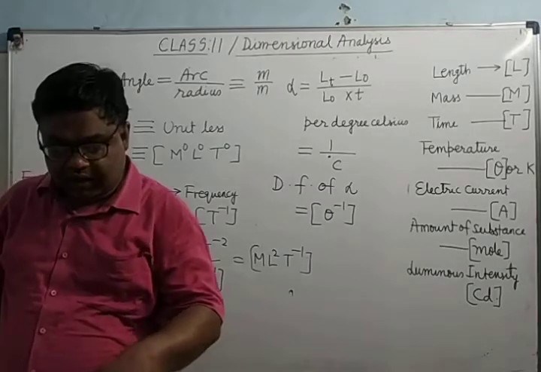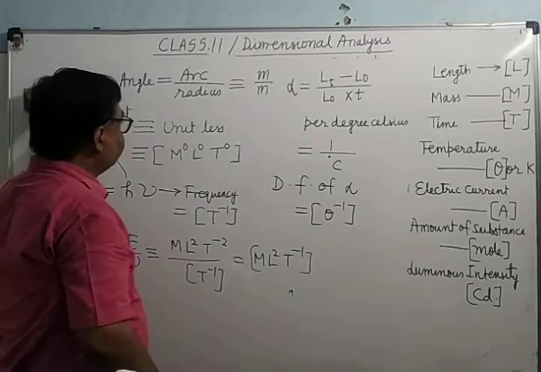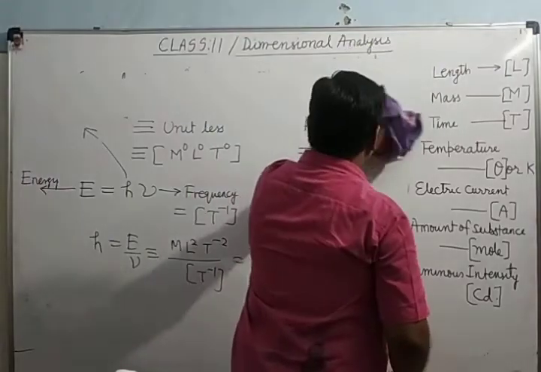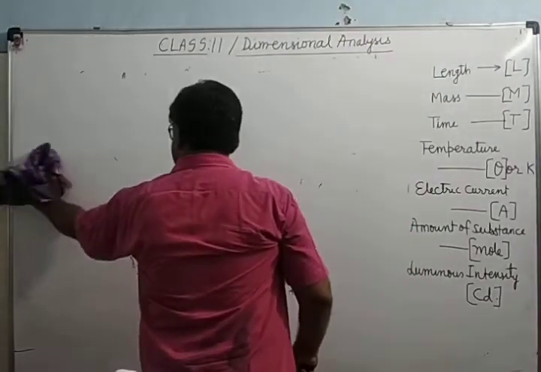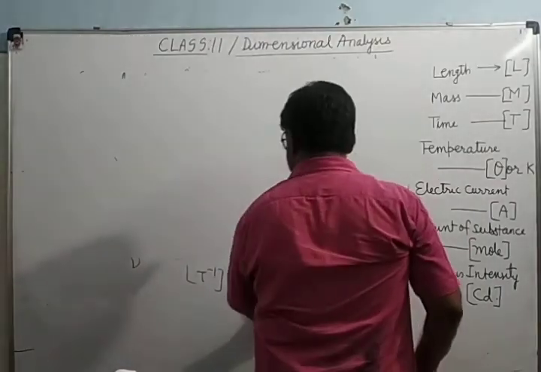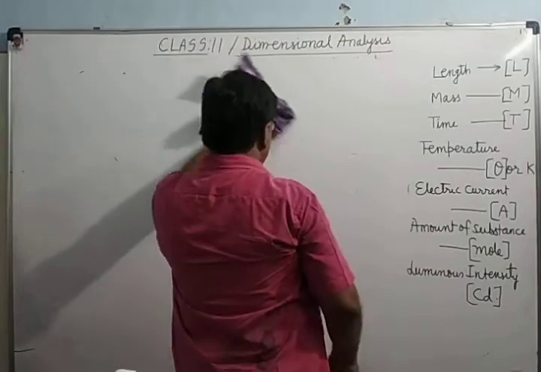Now we will see the classification of physical quantities on the basis of dimension. Now I will go ahead and see the classification of physical quantities according to dimension. It's clear?